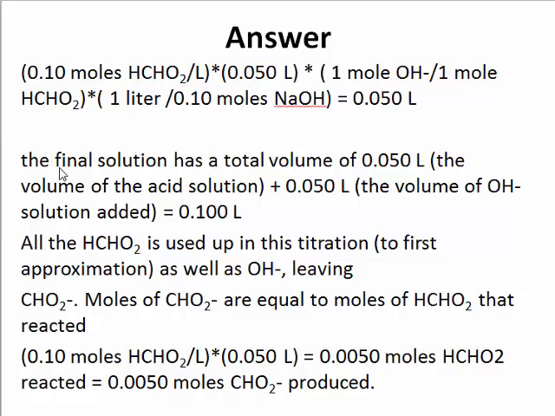Therefore, the final solution has a total volume of 0.05, the volume of the acid, plus 0.05, the volume of the hydroxide, or 0.1 liters, 100 milliliters. All formic acid is used up in this titration. The first is approximation. We have no excess hydroxide. We have formate. Moles of formate are equal to moles of formic acid that reacted. There are 0.0050 moles of formic acid originally. That goes to 0.0050 moles of formate produced.